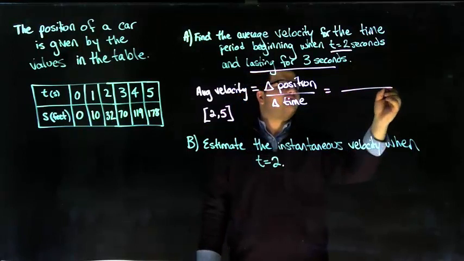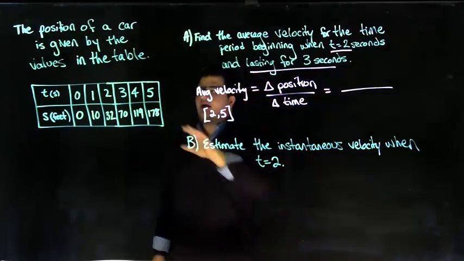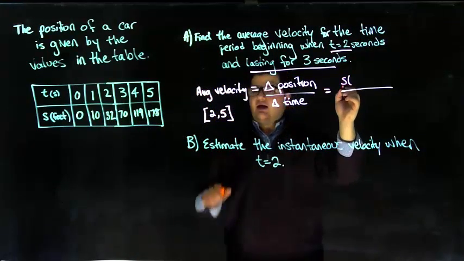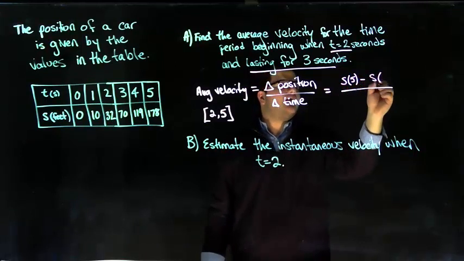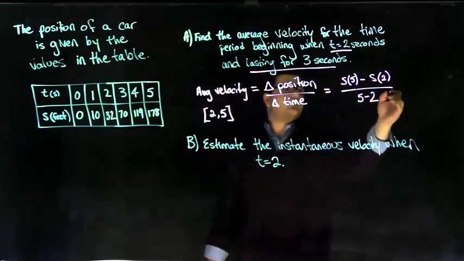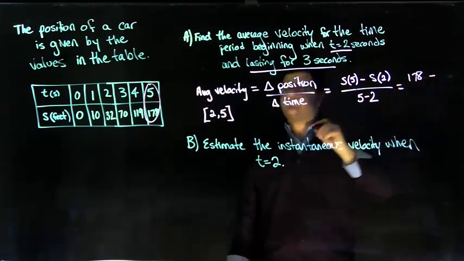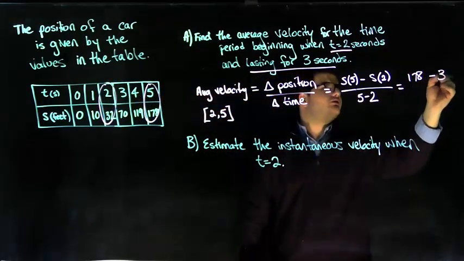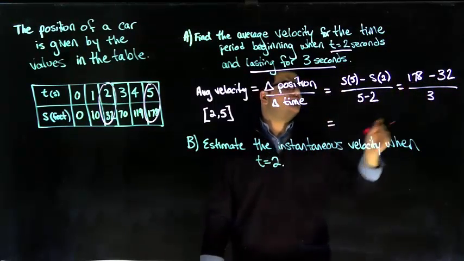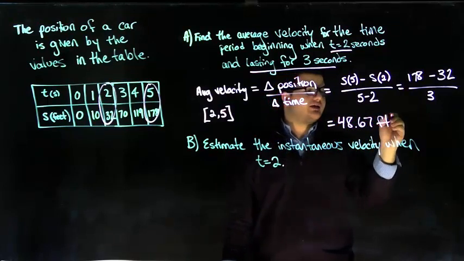And so I already have my denominator for my problem. The change in position is given in the table at time 0 through 5. These are the positions. And so to write this out, we need the position at 5 minus the position at 2 over the time 5 minus 2. So we can look at our table: the position at 5 is 178 minus the position at 2, which is 32, over 5 minus 2, which is 3. My average velocity becomes 178 minus 32 over 3, which is 48.67 feet per second.